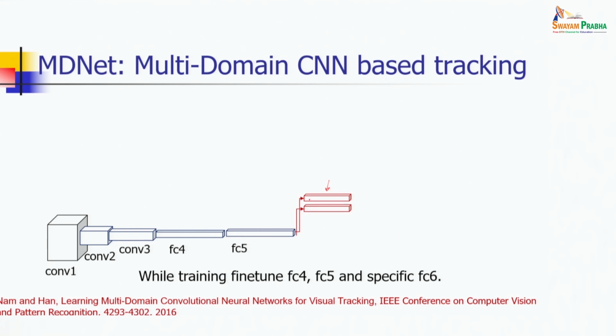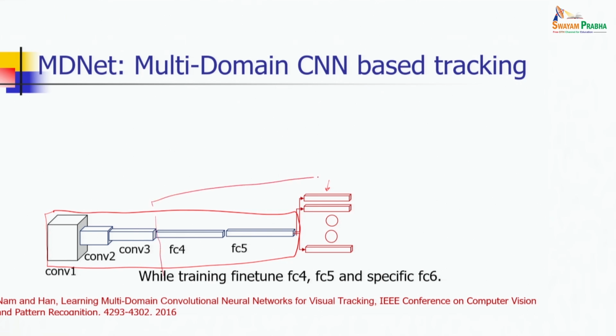So you can have multiple domains, and each time you train separately with those domains, so that finally in the training phase you are fixing all these things. But while you are fine tuning, you are fine tuning this part for each layer, as it says FC4, FC5 and FC6.